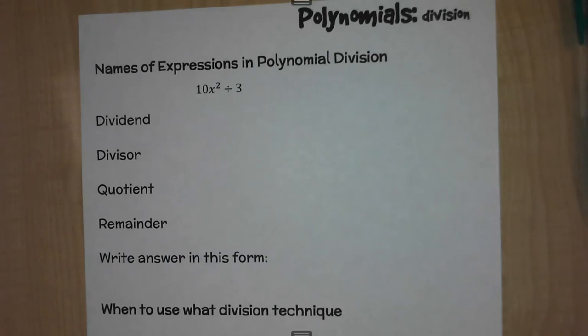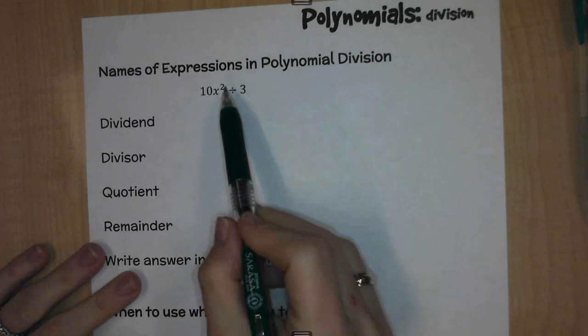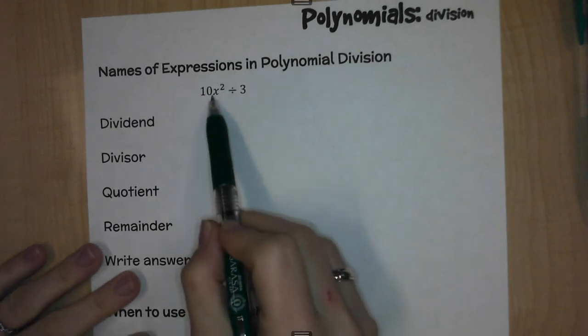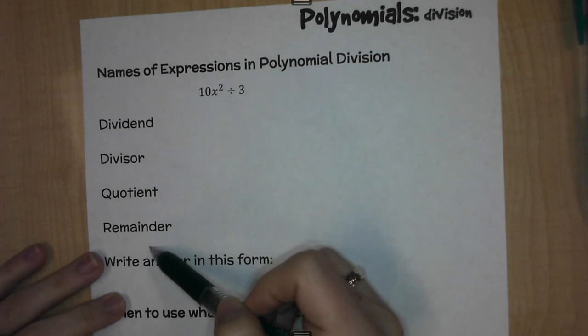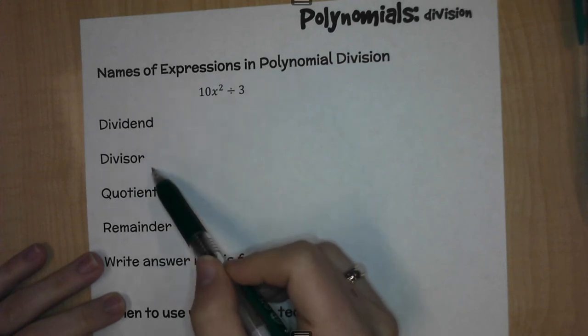Division, our polynomial division. So we are going to talk about several different methods of dividing our polynomials. Just before we get into any of that, I wanted to go over some terminology and when to use what technique. So we'll have something like this. You remember division, right? 10x squared divided by 3. And then these words probably sound really familiar to you: dividend, divisor, quotient, remainder.